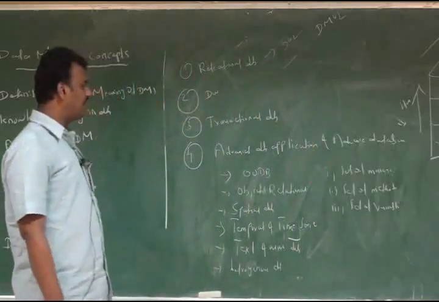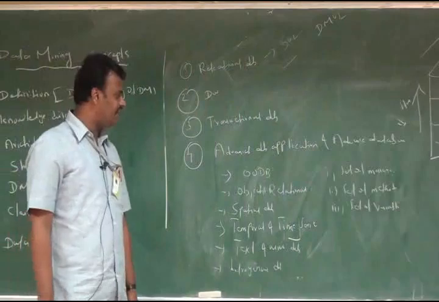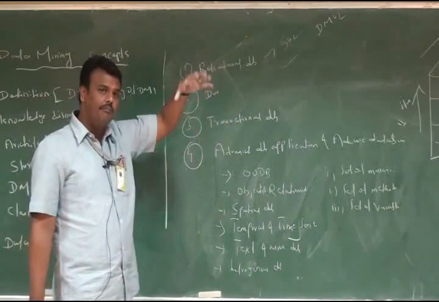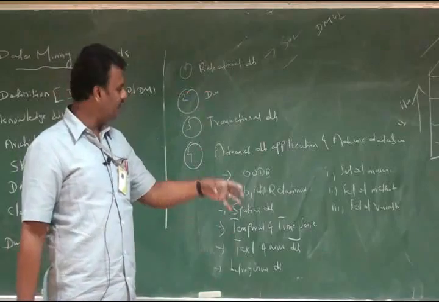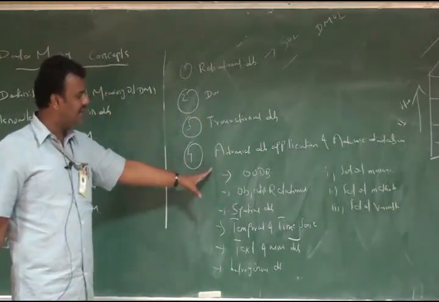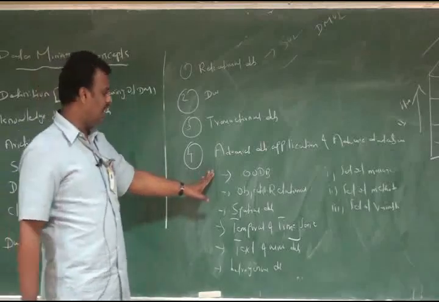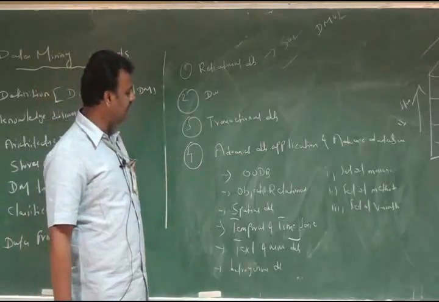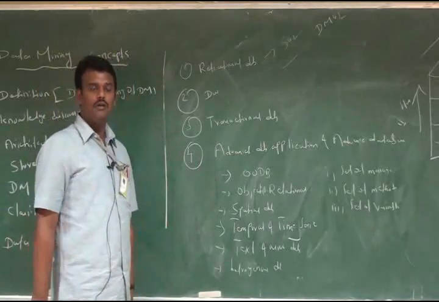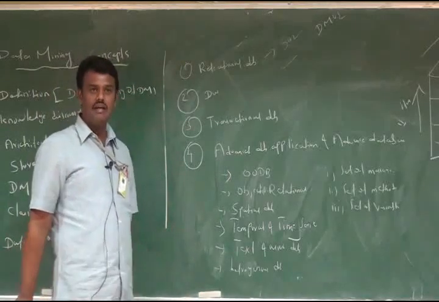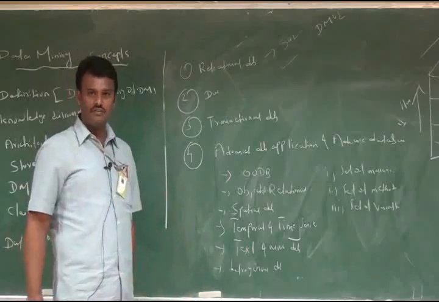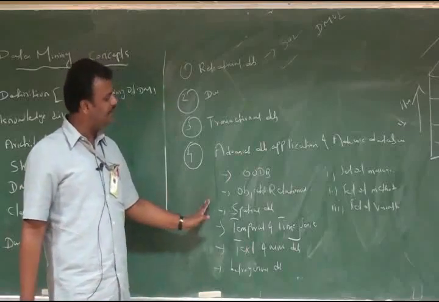Then the next one, the object relational databases. We are going to combine the object oriented databases with the relational data. That is called the object relational databases. The next one, the spatial databases: spatial related information. What do you mean by spatial related? Geographic data is the example for the spatial databases.